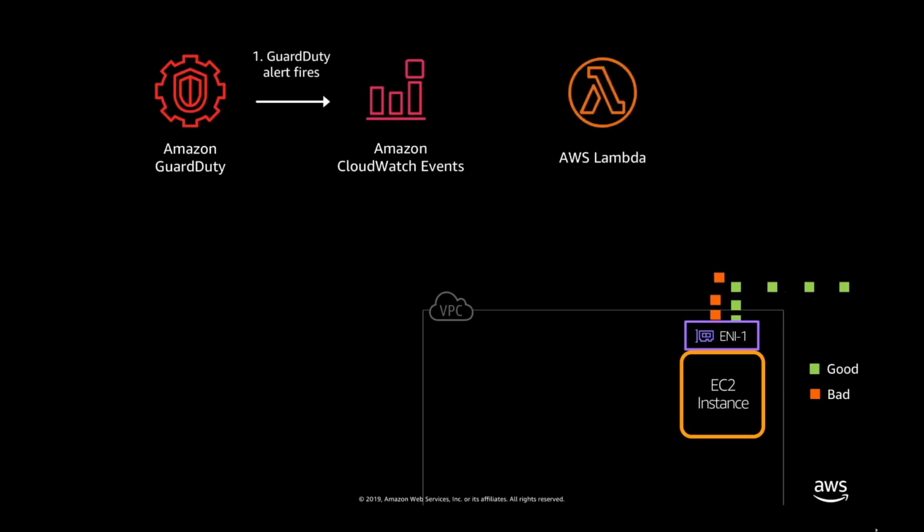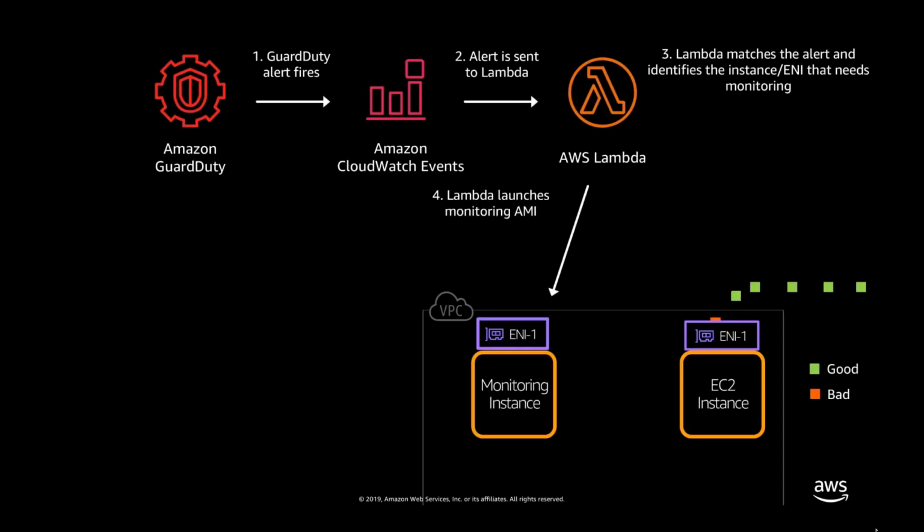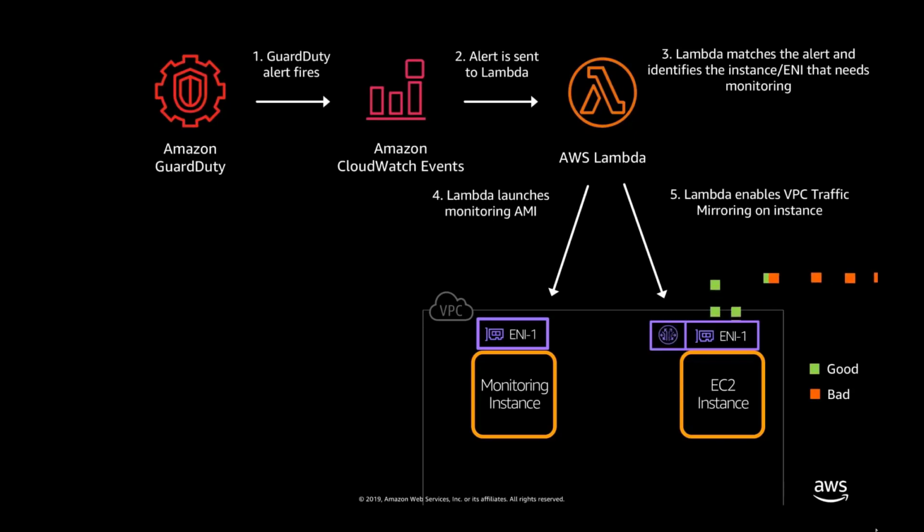Now, our customers have automated this environment where CloudWatch events will trigger a Lambda function, and Lambda will match the alert and figure out what ENI it needs to monitor. It'll create a monitoring instance on the fly with either an open source tool or one of the APN partner solutions, and then it'll enable traffic mirroring on the EC2 instance. Once traffic mirroring is enabled, you would be able to see the actual traffic coming in and out of that EC2 instance, so that you can monitor that bad traffic.